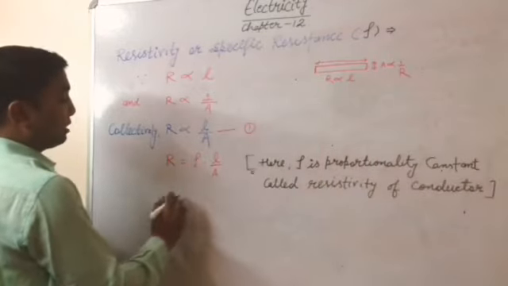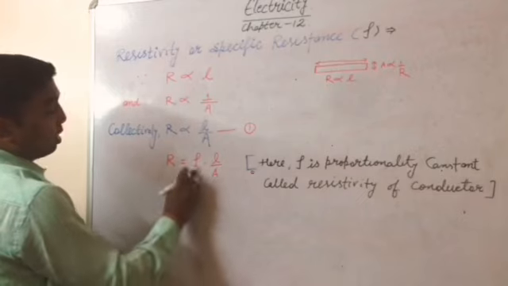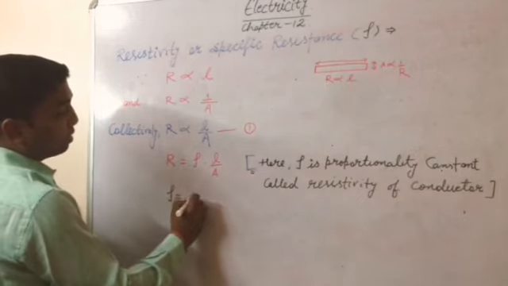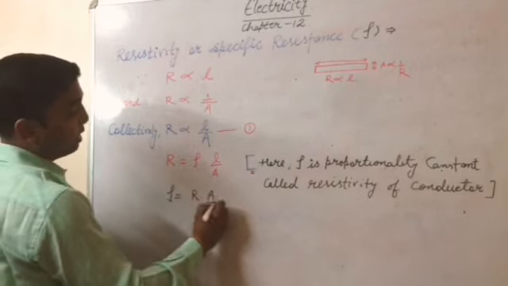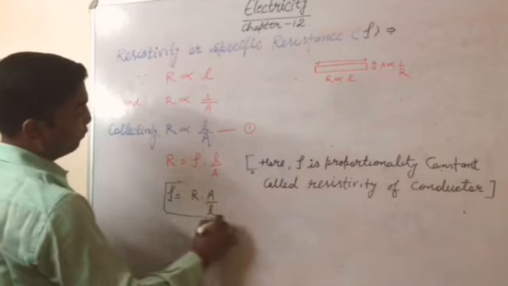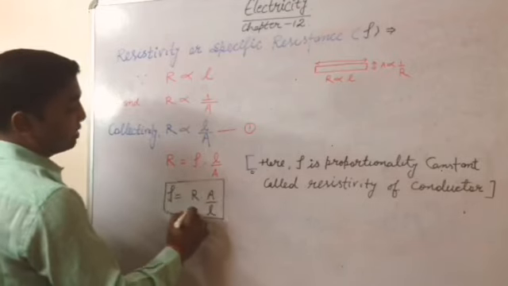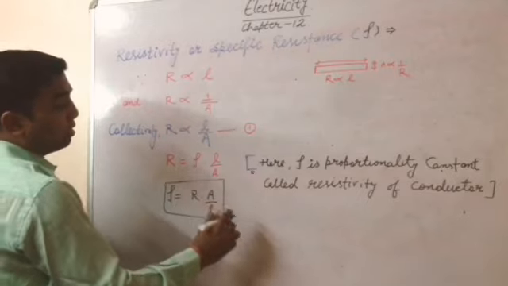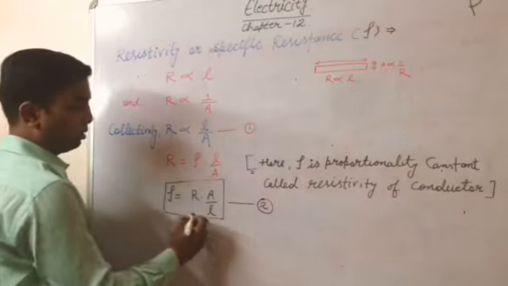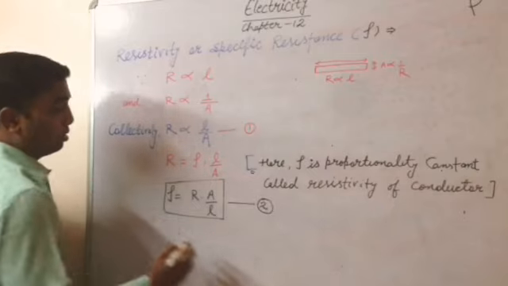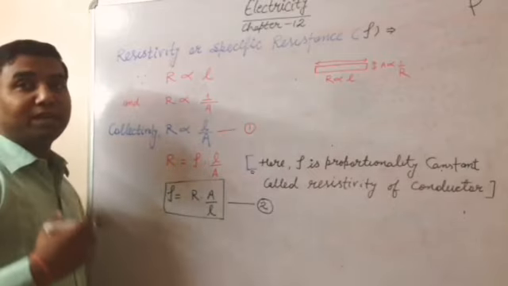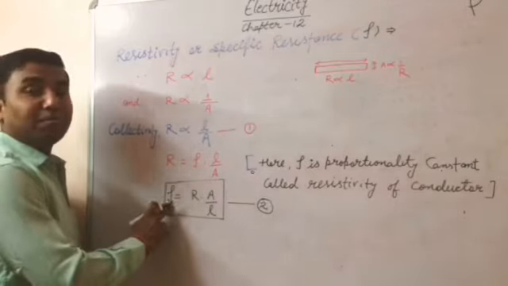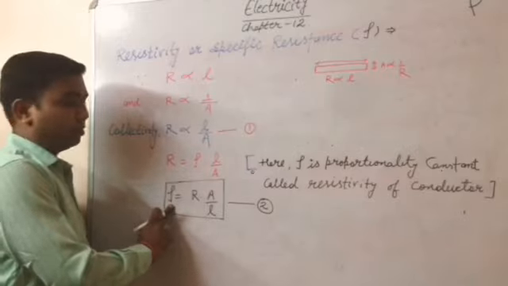Now we will make this rho alone. Rho A would come here and L would come in the denominator. So this would be the formula of the resistivity: resistivity equal to R dot A upon L. This is equation 2. Now we have to define specific resistance. This is the mathematical formula, this is not the definition.